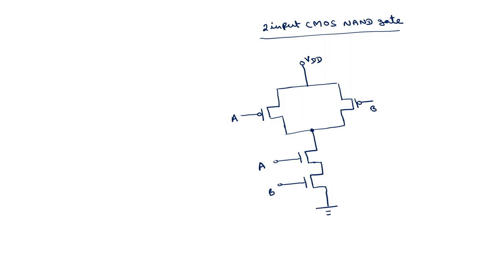Now how to explain the operation of this NAND gate? For NAND gate, if I call the output as Y, we should get Y equal to (AB) bar. If A and B are the inputs 0, 0: 0 into 0 is 0, 0 bar is 1. 0, 1: 0 into 1 is 0, 0 bar is 1. 1, 0: 1 into 0 is 0, 0 bar is 1. For 1, 1: 1 into 1 is 1, 1 bar is 0. This is the truth table of a 2 input NAND gate.